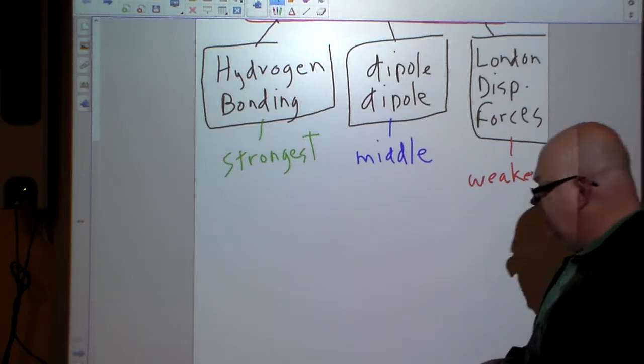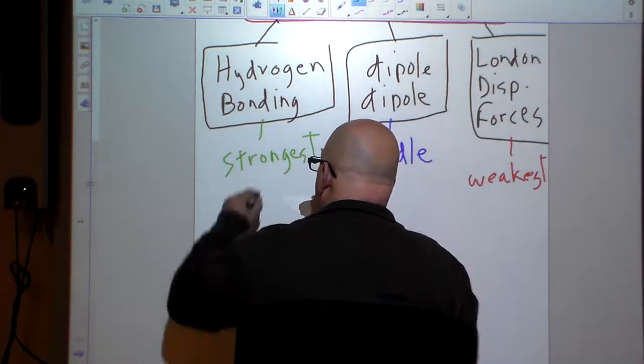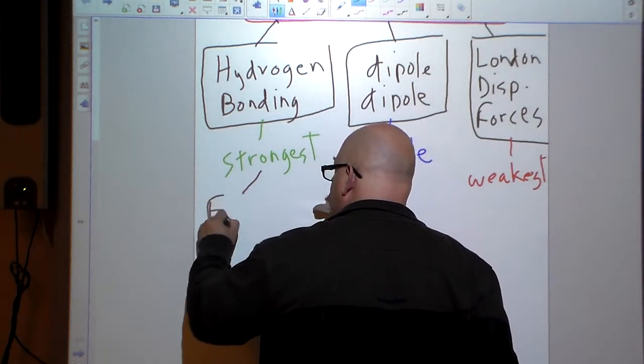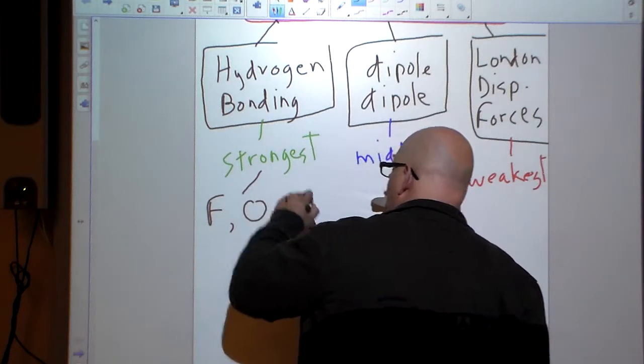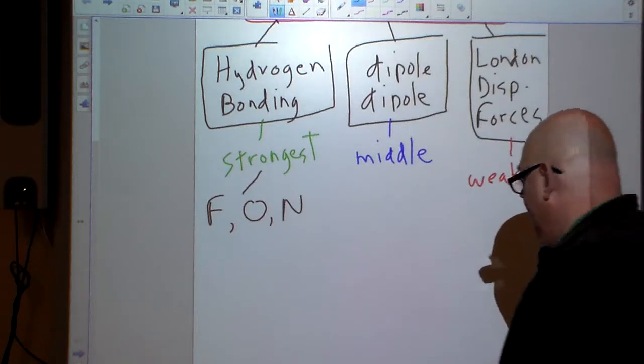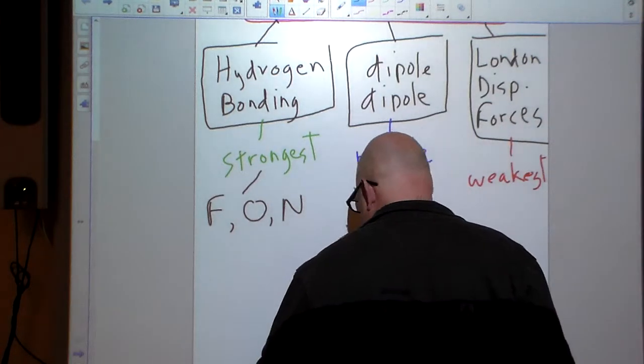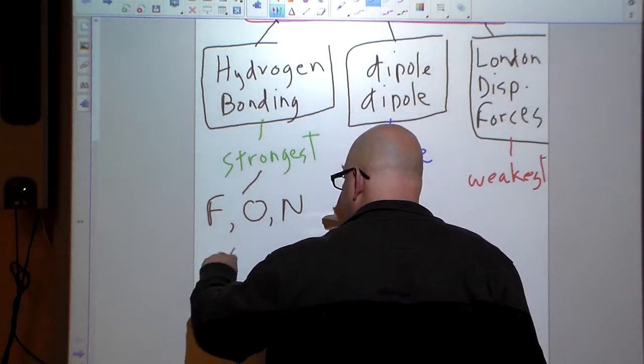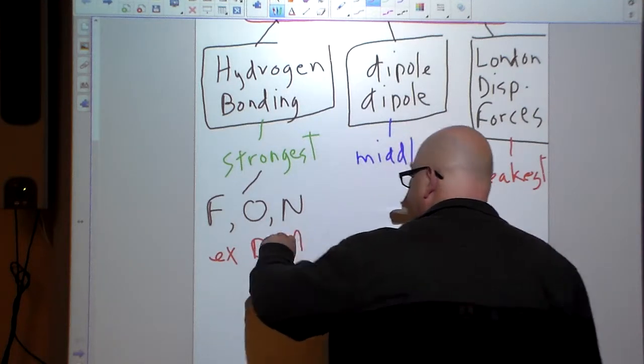Now, what else can we say about hydrogen bonding? Well, it can only be attracted to either fluorine, oxygen, or nitrogen. That's the thing about hydrogen bonding. Examples of that would include things like DNA. So we'll go with the example of DNA.